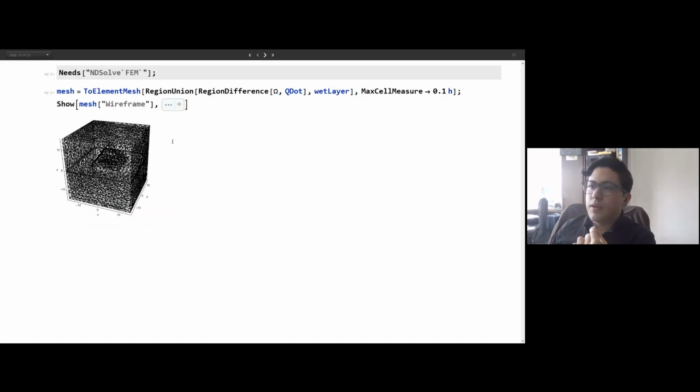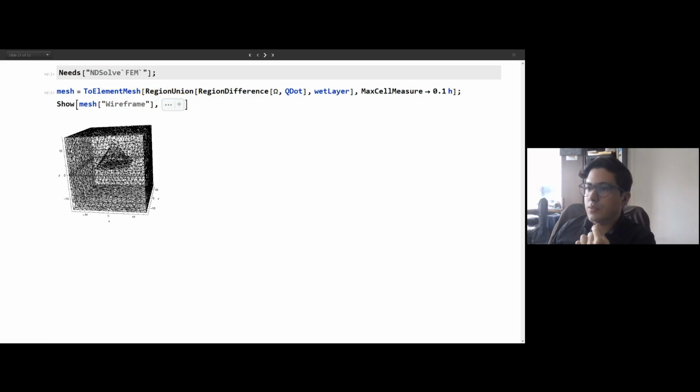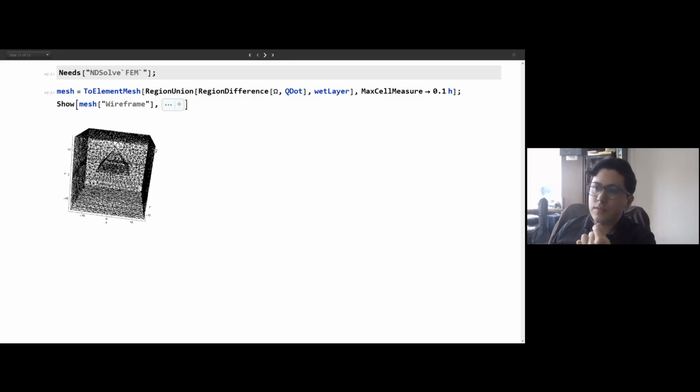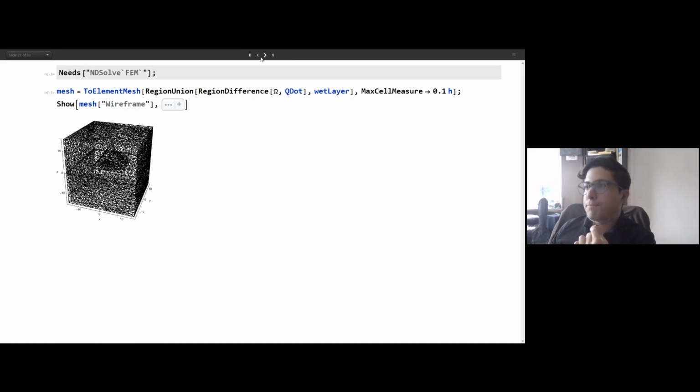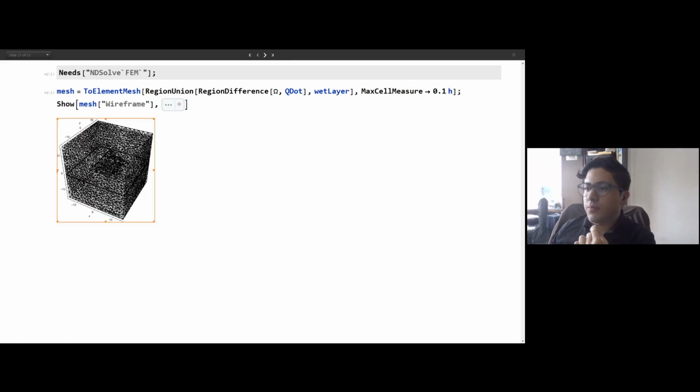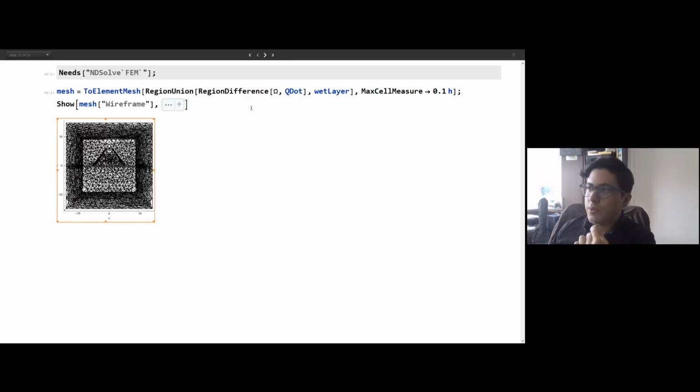Now, to solve it, we're going to use the finite element method. For the finite element method, you need to import this FEM package to use the ToElementMesh function. And what we do is a region difference between the outside region, the cube, and what is represented as the quantum dot, and then merge that with a region union with the wetting layer, and we get this mesh that we are going to solve the Schrödinger equation with. As you can see, here is the pyramid.